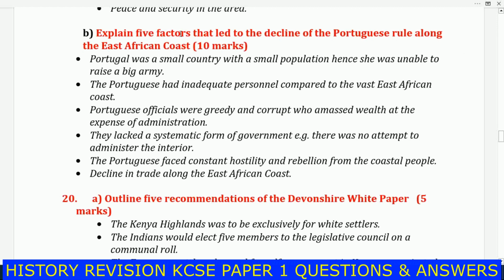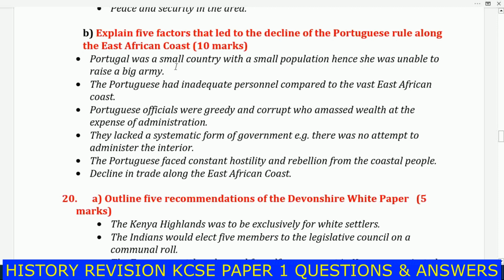5 factors. 5 factors. The other time they asked this question in KCSE. Explain 5 factors that led to the decline of the Portuguese rule.